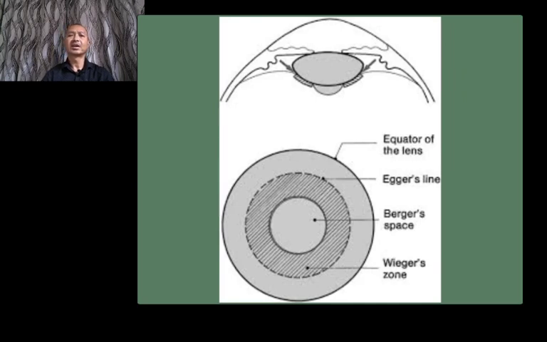This is another diagram in relation to the attachment of the vitreous to the posterior capsule. As I have described, it gets attached into the patellar fossa and it has a thickness. The anterior line or the peripheral line is called the Egger's line, then the Wieger's zone, and the Berger's space behind it.